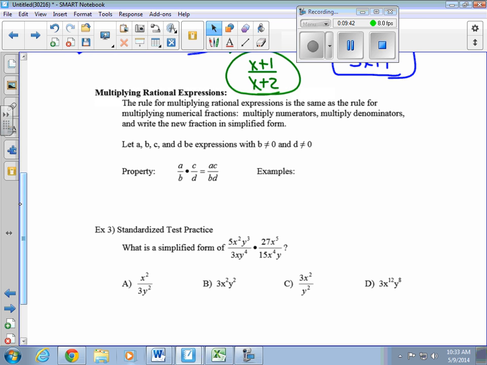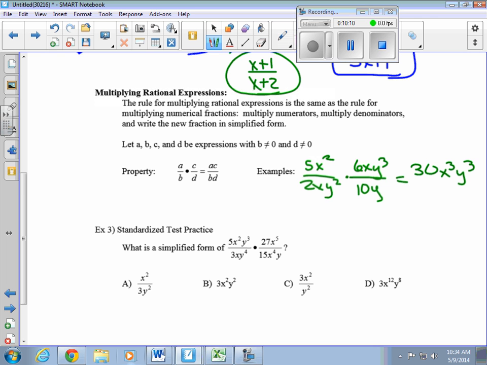So if we take an example, let's go with 5x squared over 2xy squared times 6xy cubed over 10y. So we're simply going to multiply the numerator. So 6 times 5 is 30. Then we have x cubed, y cubed.